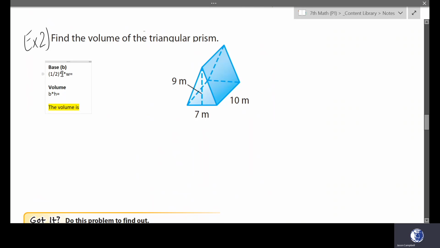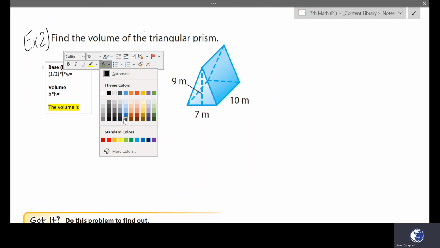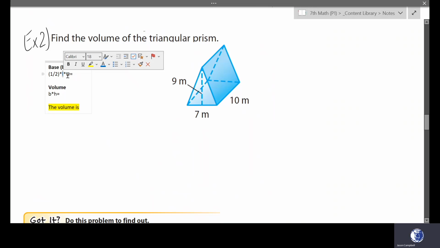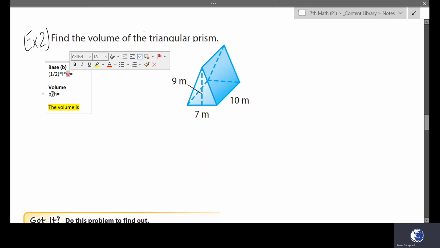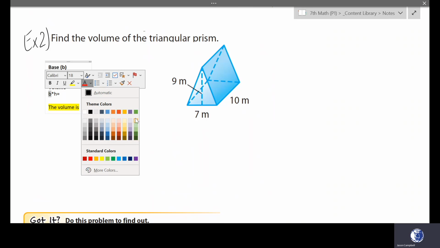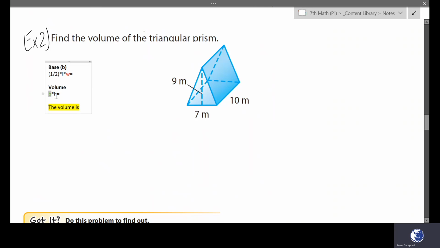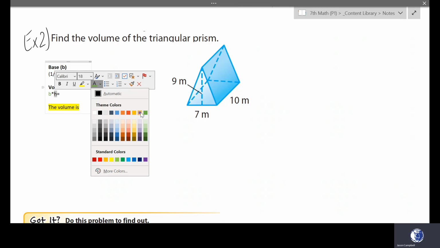Our length, let's highlight these. So the length can be, let's do blue. The width can be red. And this is just to show you that these are the things that you have to plug in. So base can be green, and then the height can be, I think I saw purple in there, purple.